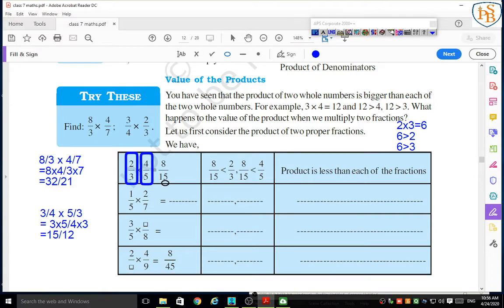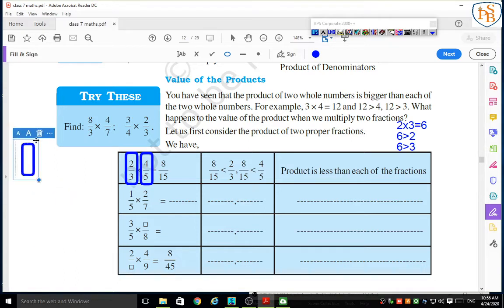Okay, but what happened? Which one is bigger? How can we find this? To find out which one is bigger or greater and which is smaller, we have to equalize their denominators. Is it right? Look here carefully. I am going to rub this. I hope you have got this answer. Now I will solve here.